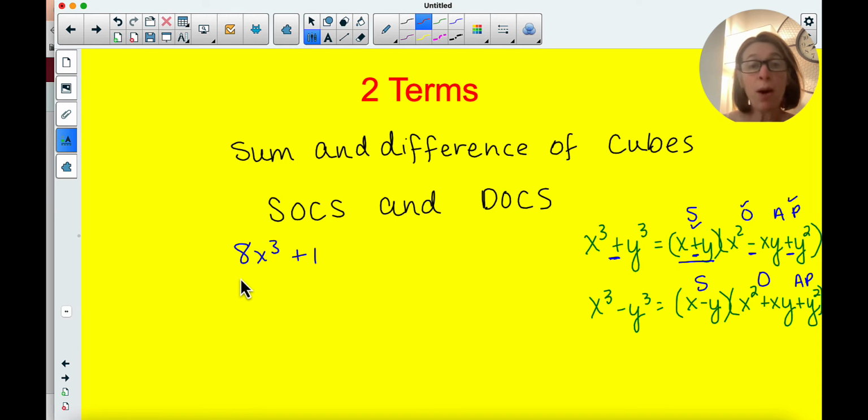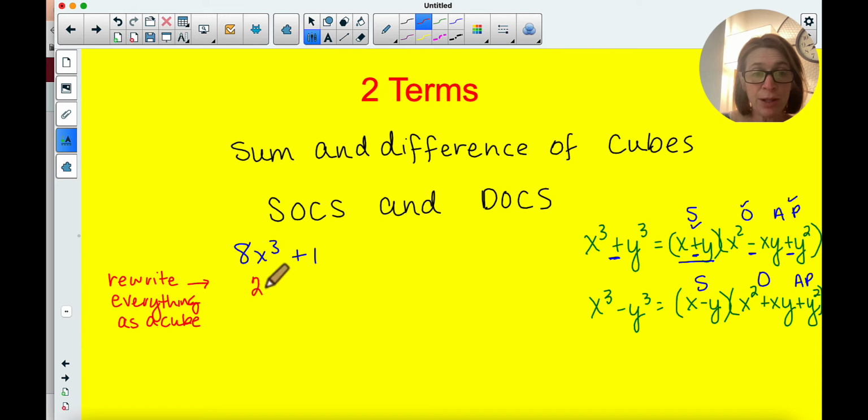All right, so what do I do? This is not the way everybody does it, but this is the way I do it. The first thing I like to do, because I know these patterns so well, is rewrite everything as a cube. So that would give me 2x cubed plus 1 cubed. Why? Well, because then 2x is my x and 1 is my y.